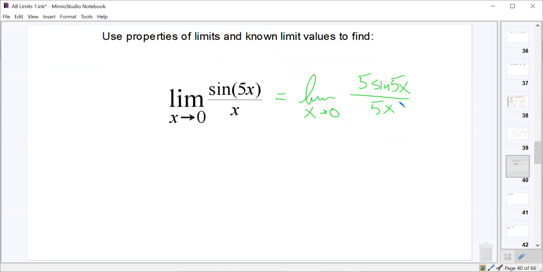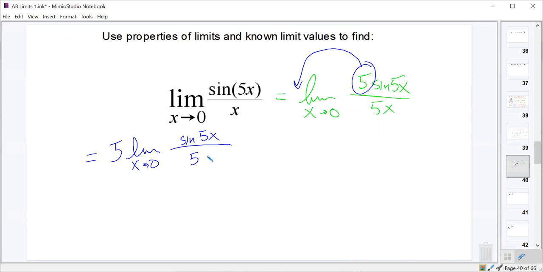And now I have something very, very similar to what I had before, right? Except instead of it being sine of x over x, it's sine of 5x over 5x. And I've also got this 5 out in front that's a coefficient. Well, we got a rule for coefficients, right? What can I do with a coefficient in a limit? You can put it in front of the limit. So I could then say that this is equal to 5 times the limit as x approaches 0 of sine 5x over 5x. What do you think the limit as x approaches 0 of sine of 5x over 5x is?